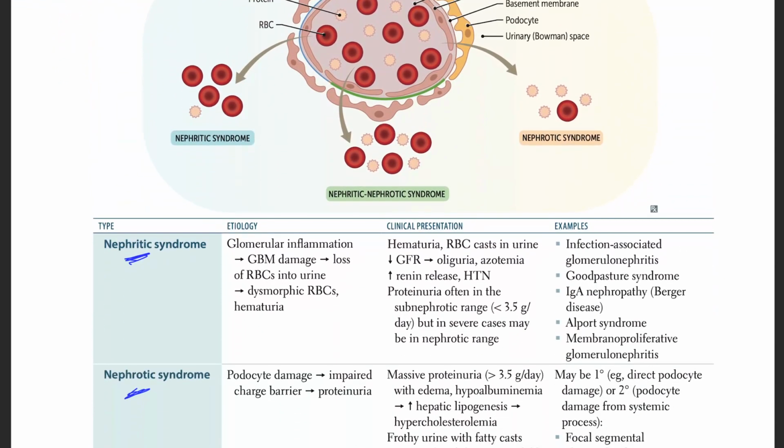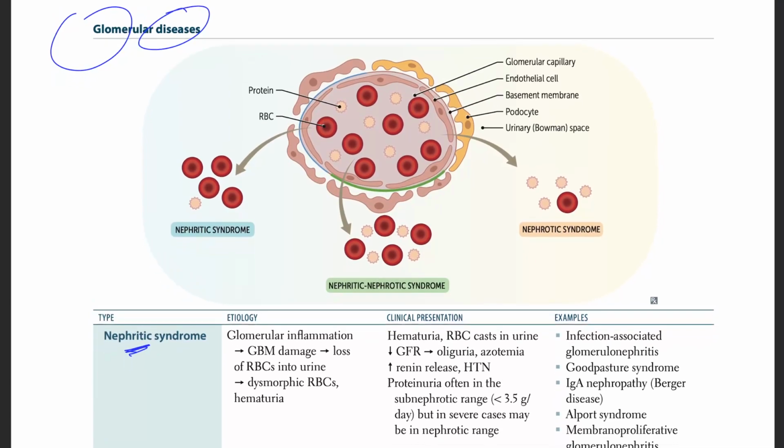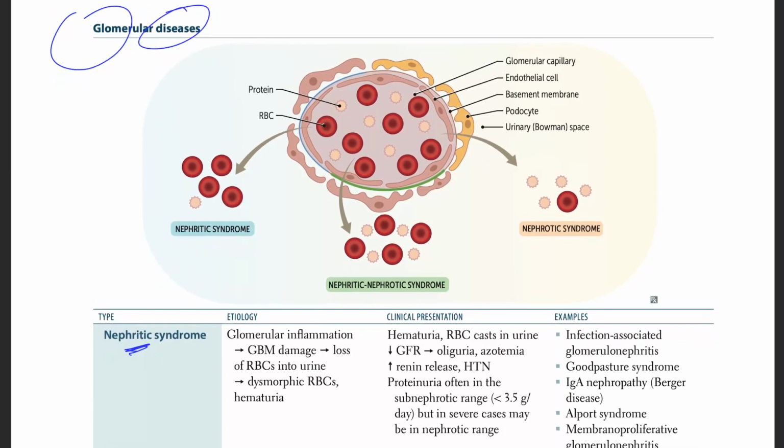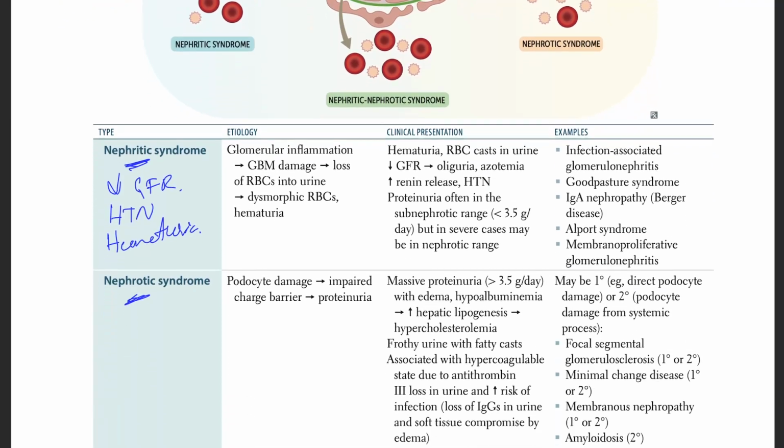So for nephritic syndrome, I'm just going to mention three things here: low GFR, hypertension in nephritic syndrome, and hematuria. There are lots of things, but just remember these things.